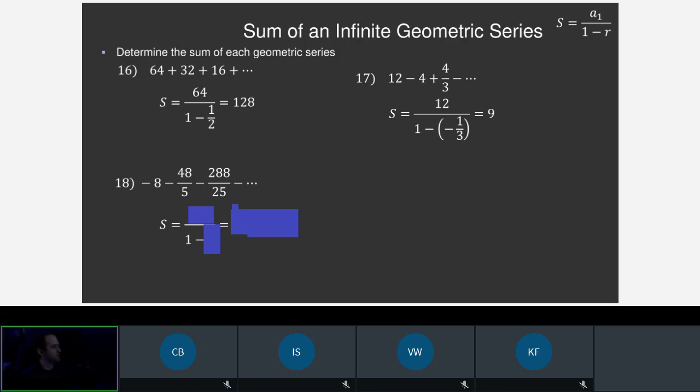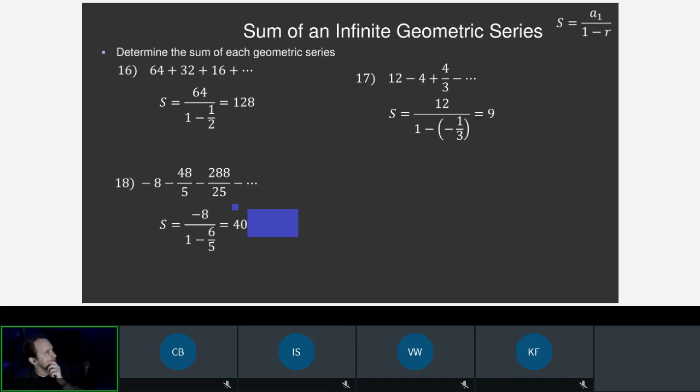And the last one, -8, -48 over 5, -288 over 25. The common ratio, -48 over 5 divided by -8. Math is hard right now for me, but that is 6/5. And then your first term is -8. You type it in, and we get 40.